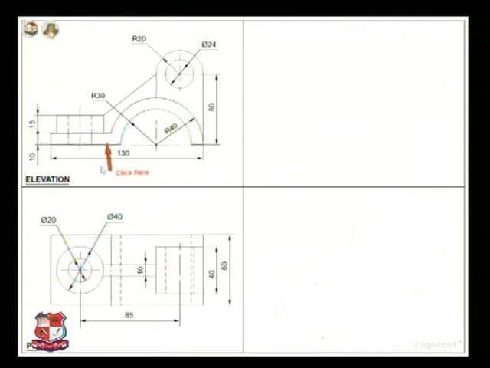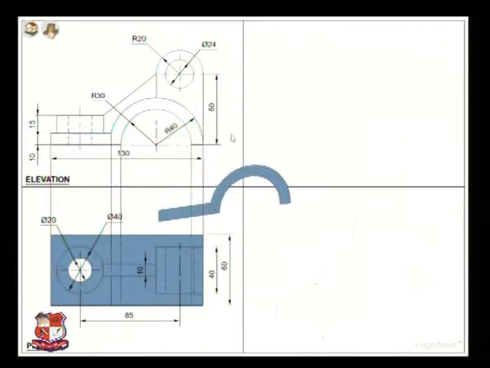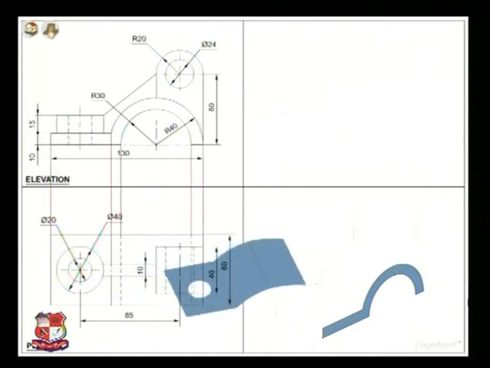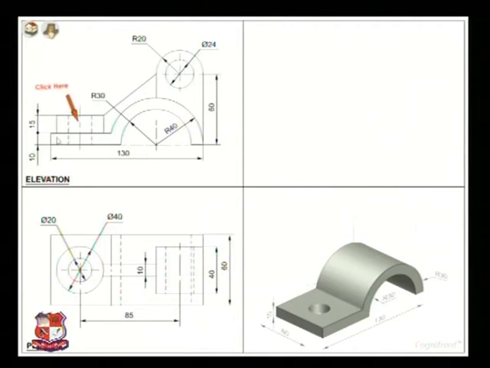These are the two views. Let me click here. Suppose this is the rib. If we click here, what about this one? In top view, this is the portion, and in front view, this is the portion. It's like this. Is it clear? So this is the object, with dimensions 60 millimeter height, 130 width, and so on.